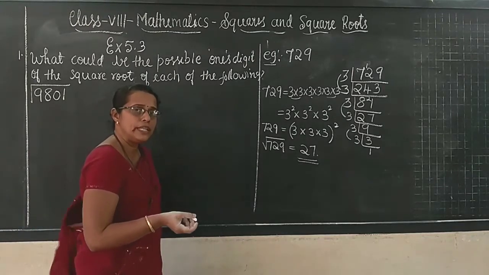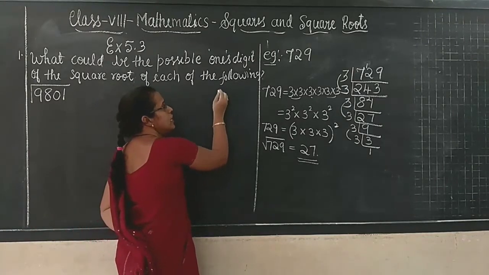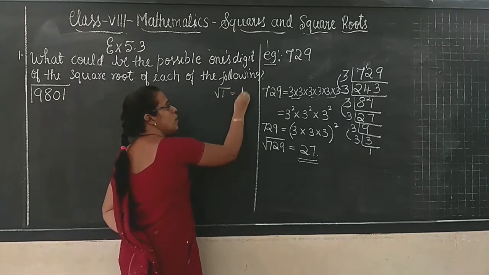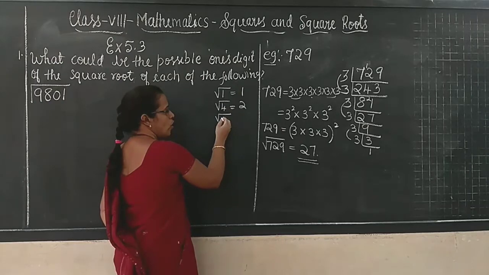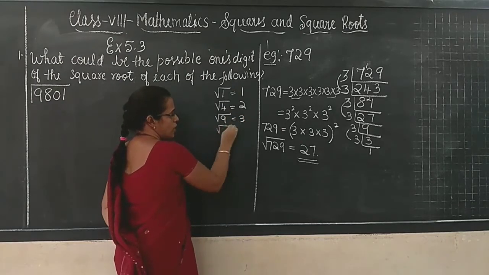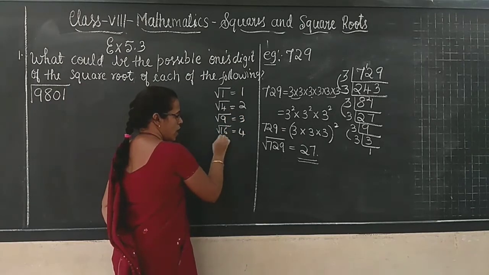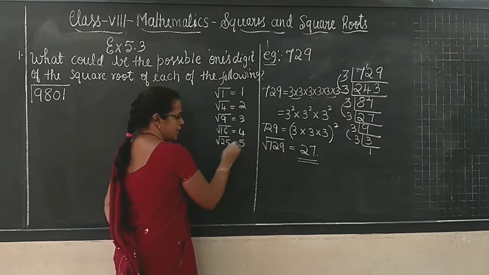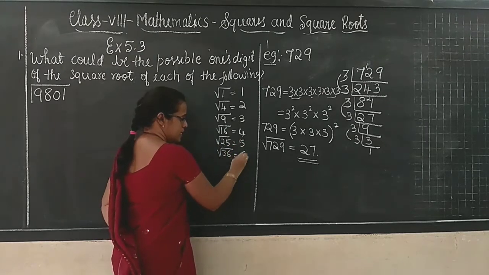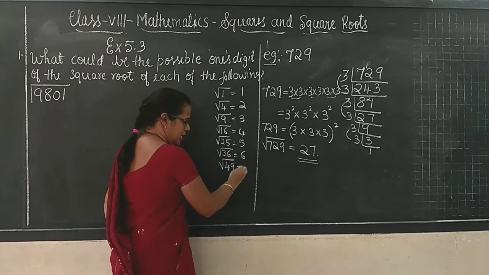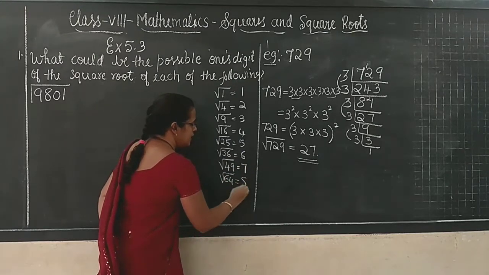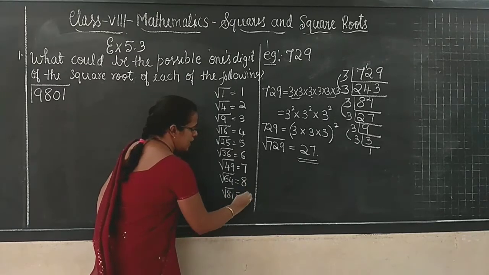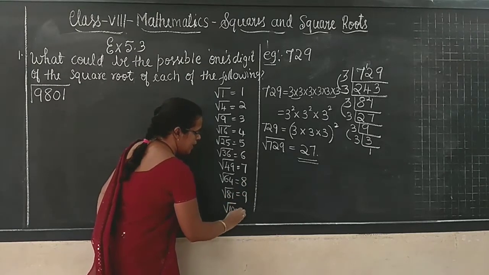If you do not remember that table, just write: square root of 1 is 1. Square root of 4 is 2. Square root of 9, 3. Square root of 16, 4. Square root of 25, 5. Square root of 36, 6. Square root of 49, 7. Square root of 64, 8. Square root of 81, 9. Square root of 100, 10.